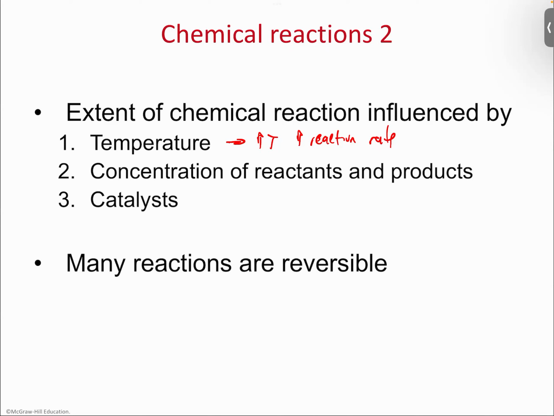Another way you can increase or decrease reaction rate is by adding reactants that'll go forward in the reaction. That means you'll make more product, or if you add more products, that'll go backwards and make more reactants. So depending on which one you add, you can push your reaction either forward or backward. And the last one, probably the most important one we'll touch on a little bit later, is catalyst.